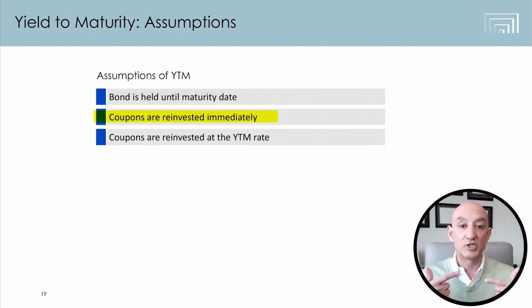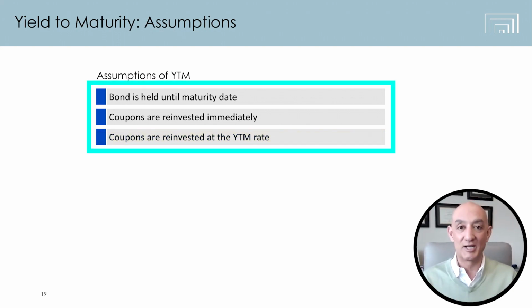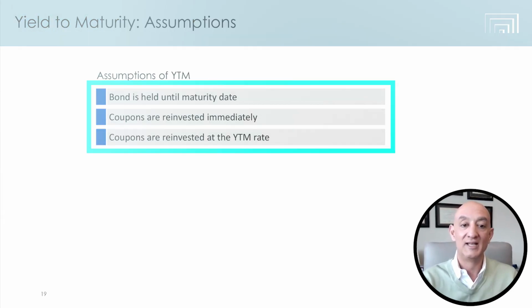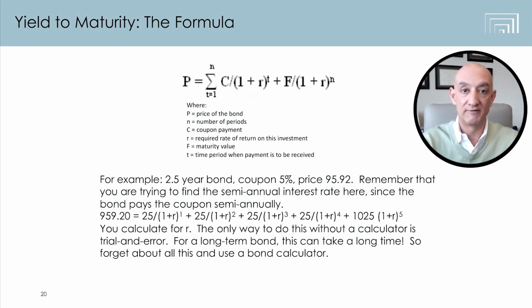Two, it assumes that the coupons that you're getting every 6 months are reinvested immediately. And three, that those coupons are reinvested at the yield to maturity rate of the bond today. So these are just assumptions that go into yield to maturity. The next slide shows you the complicated formula.